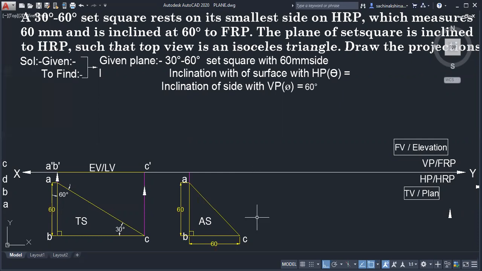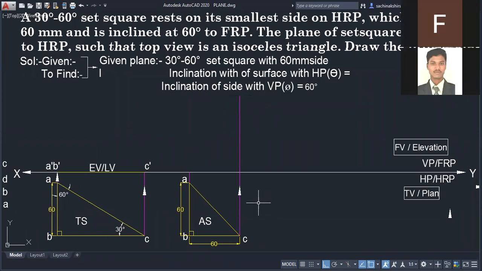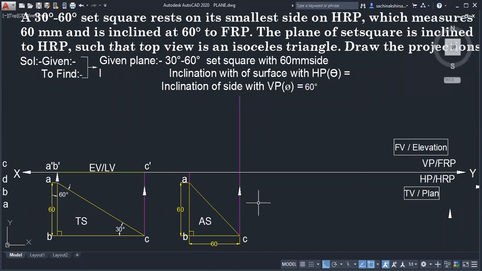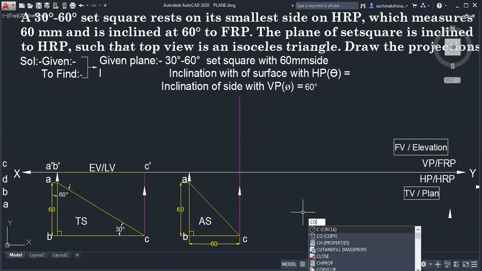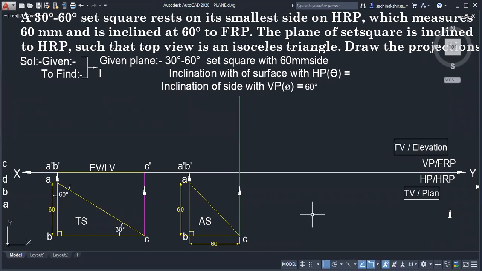Projection line. In this way, projection line will be something like this. Now we have to rotate. Just we have to rotate now. What we have to rotate? This edge view or line view. So point A and B will be on this XY line only. Only I have to mark here point C on the projector line of C. How I have to mark this?